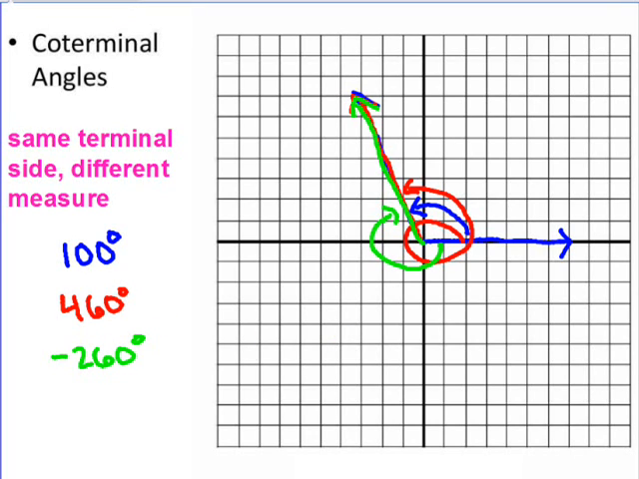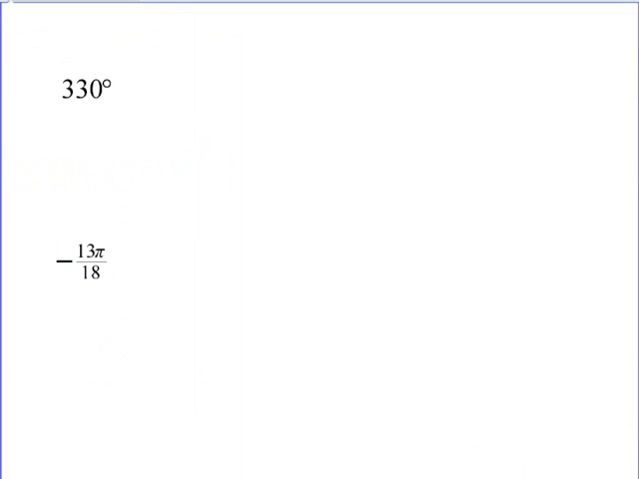Okay, those are called coterminal angles. You will notice a pattern here. If I took 100 and added 360, so I added a full circle to the angle, I got a coterminal angle. If I took 100 and went the other direction, so I subtract 360, negative 260 is also a coterminal angle. So to find coterminal angles, all you have to do is add and subtract full circles. So either 360 degrees or 2 pi radians.